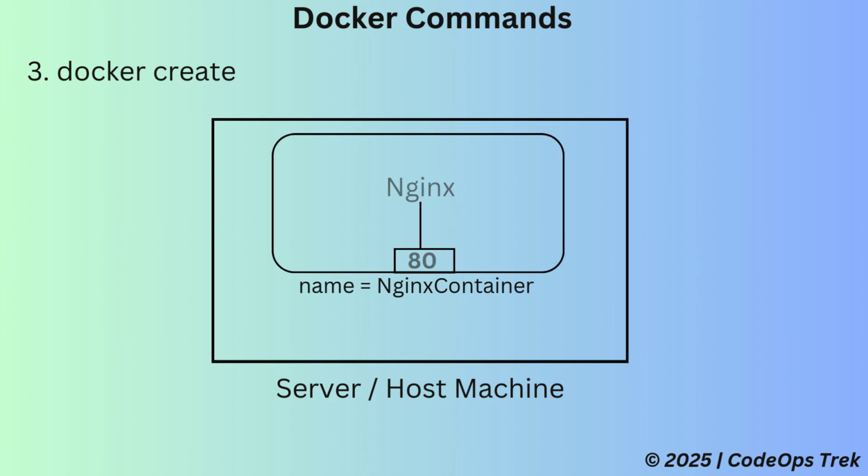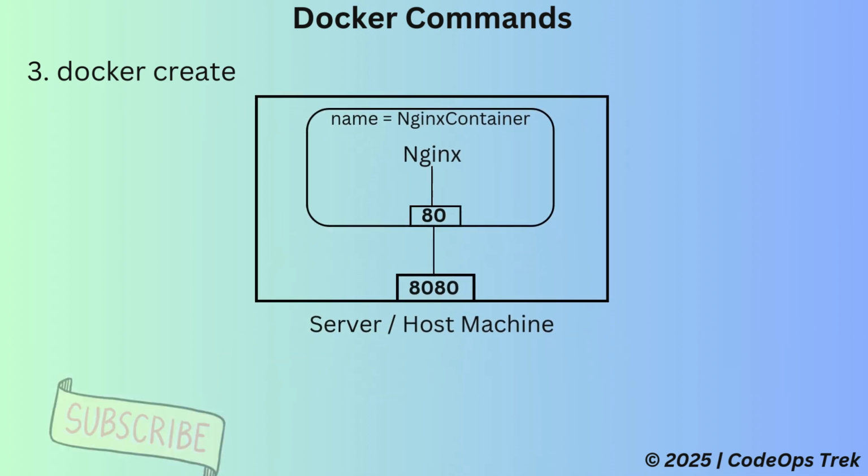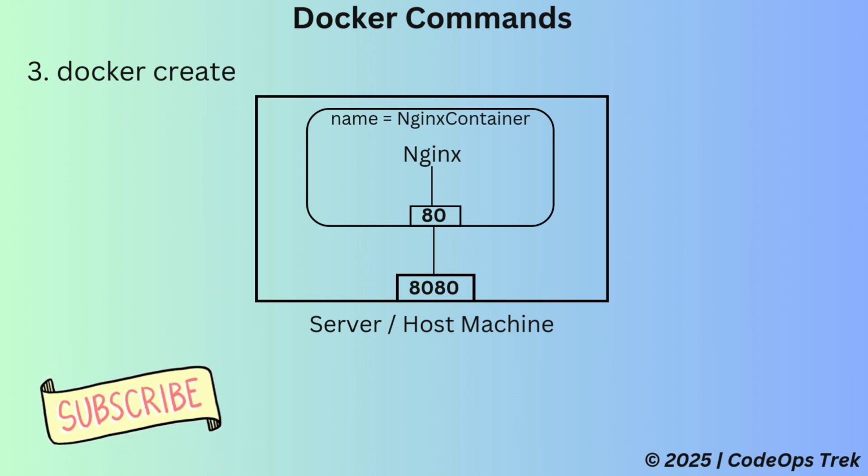But there's a problem. How will we access this server? Since the Nginx server is running inside the container on the server, we need a way to reach it. This is where port mapping comes in. We can map the container's port to any other port on the server or host machine. So, when someone accesses the server's port, the traffic will be redirected to the container, and the service inside will respond. So, with the help of the docker create command, we will create an Nginx container.